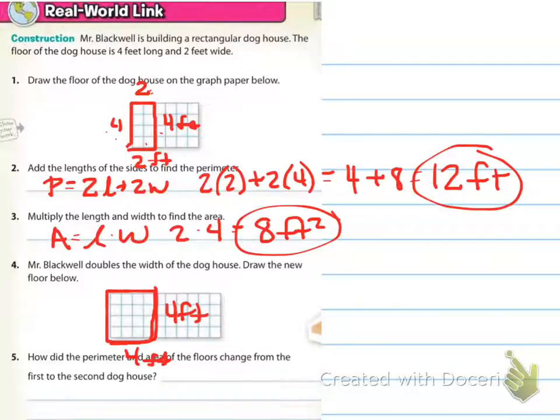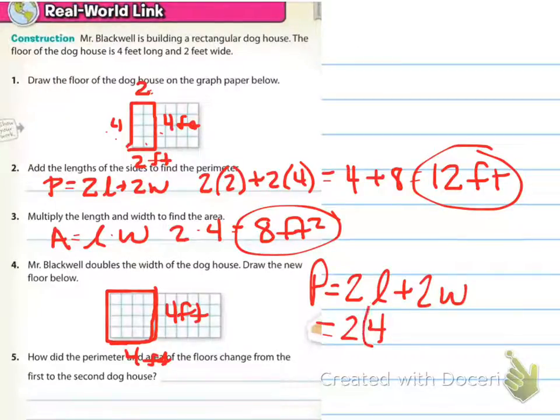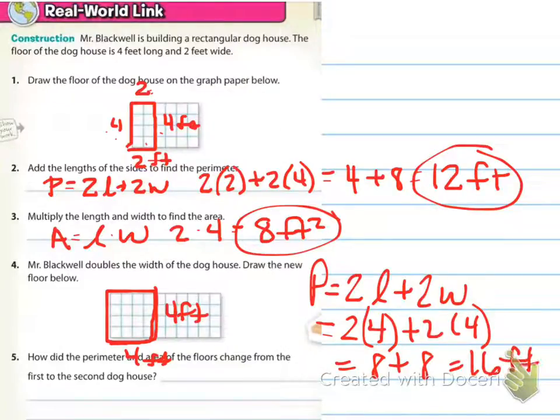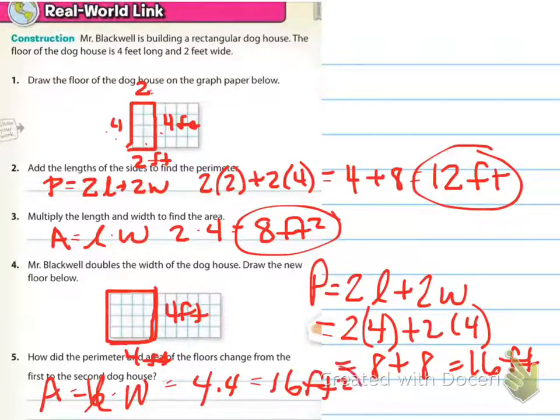First thing we need to do is find the new perimeter. Perimeter again is 2 times the length plus 2 times the width. And so 2 times 4 plus 2 times 4. And so we get 8 plus 8, which is 16 feet. So the perimeter is now 16 feet. For the area, I always go to base times height, length times width, and that's 4 times 4, which is ironically also 16 feet squared.